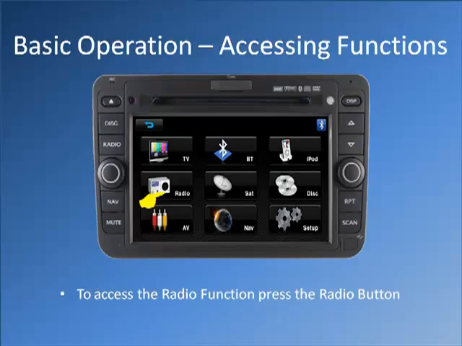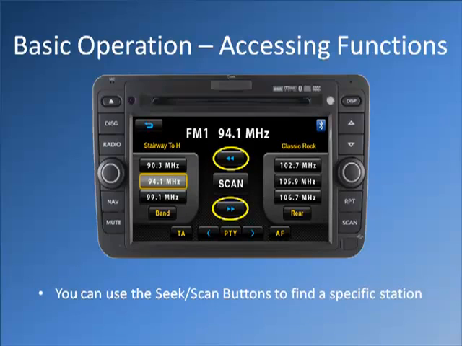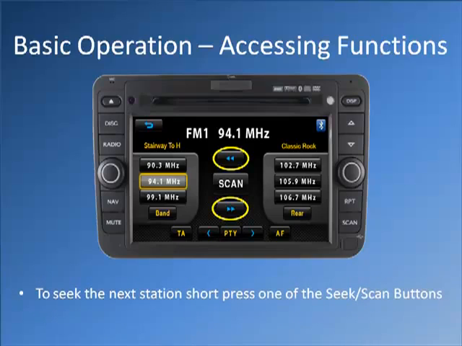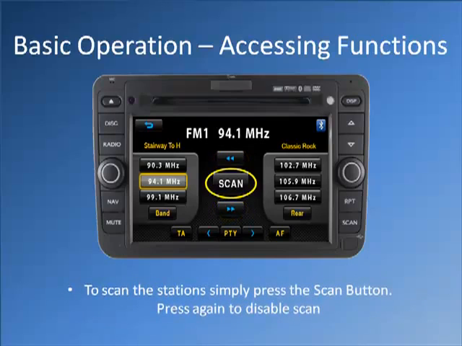To access the radio function, press the radio button. You can use the seek or scan buttons to find a specific station. To seek the next station, short press one of the seek or scan buttons. To scan the stations, simply press the scan button. Press again to disable scan.